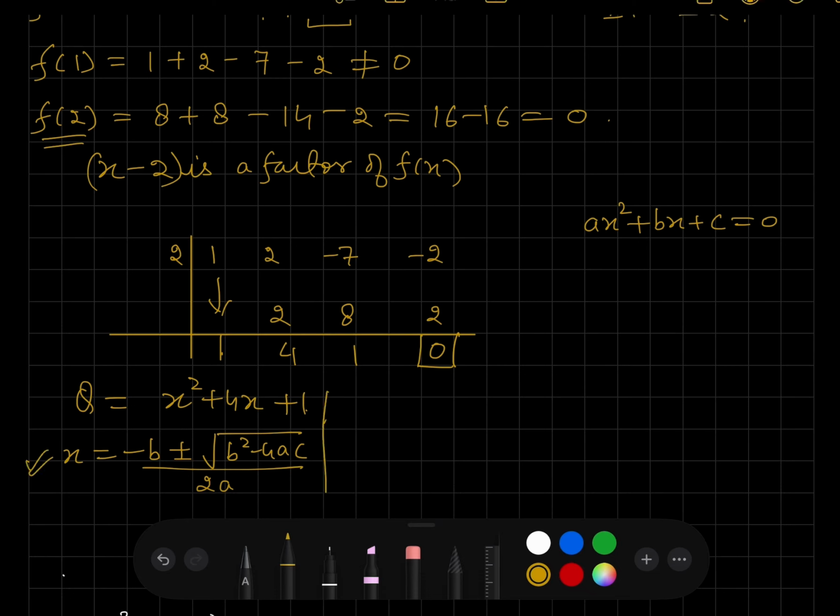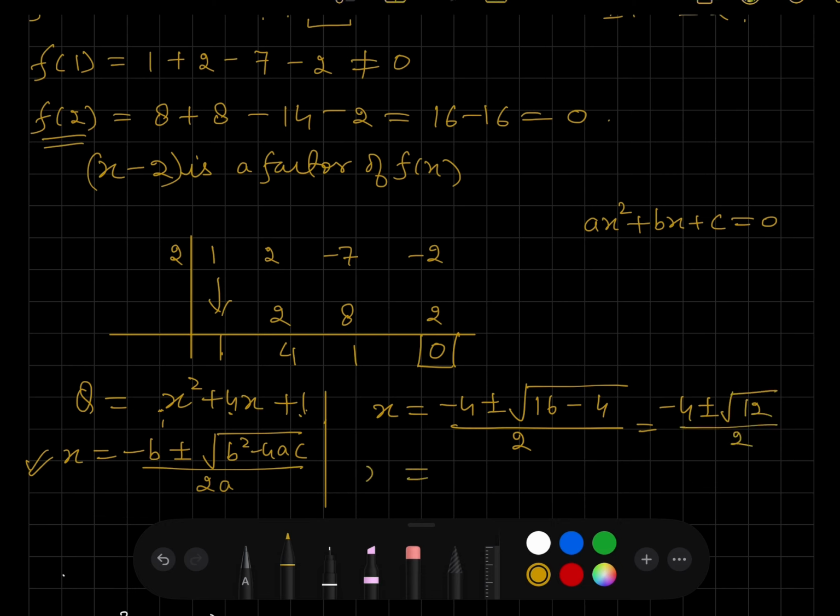So let us do it here. x is equal to negative b. b is 4, so negative 4 plus minus square root of b squared, 4 squared is 16, minus 4 times a. a is here 1 and c is also 1. Over 2 times a, a is 1. So now I can say this is negative 4 plus minus root 12, by 2.